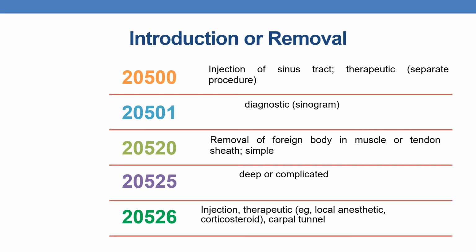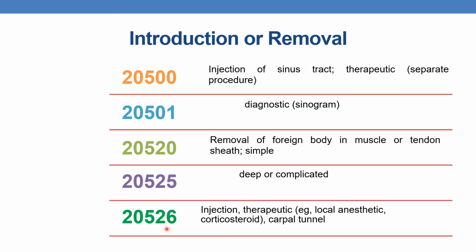Now coming to the CPTs of introduction or removal. The first one is 20500, injection of sinus tract, therapeutic. The next is 20501, injection of sinus tract, diagnostic, which is nothing but sinogram. Next is 20520, removal of foreign body in muscle or tendon sheath, simple. The next is 20525, removal of foreign body in muscle or tendon sheath, deep or complicated.